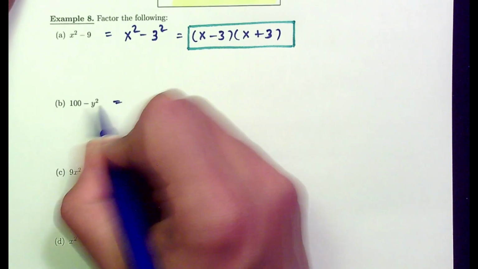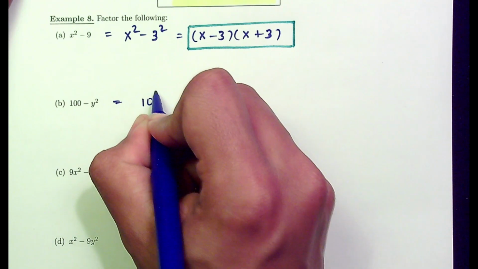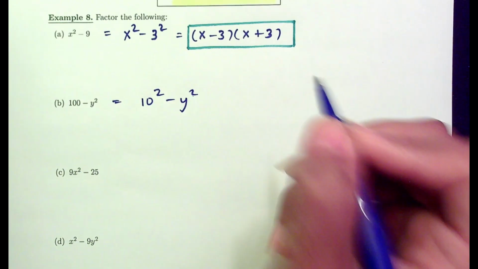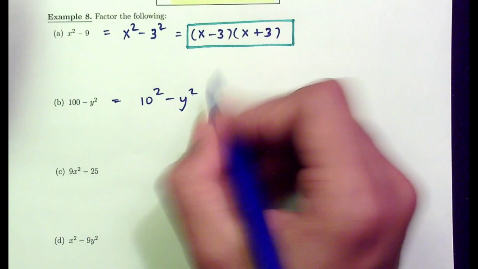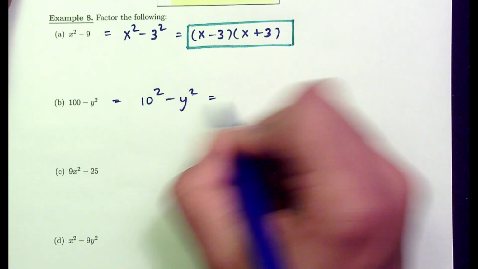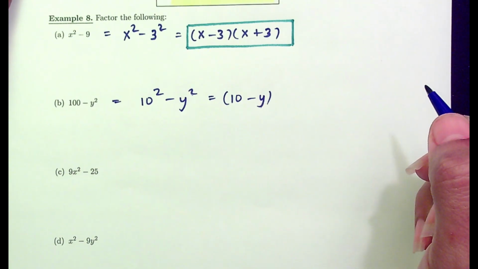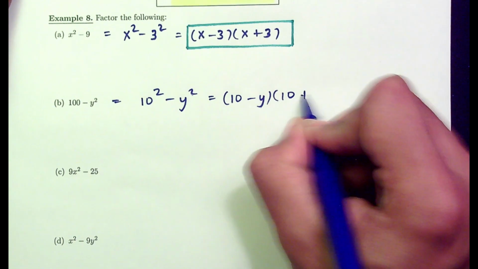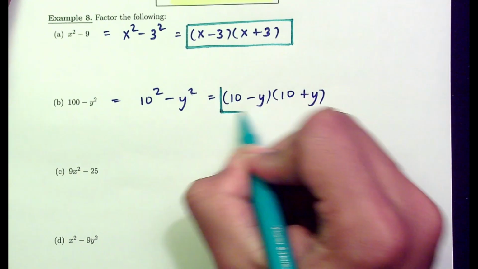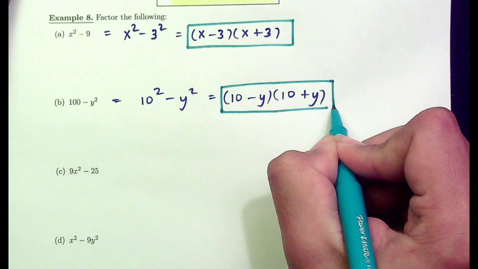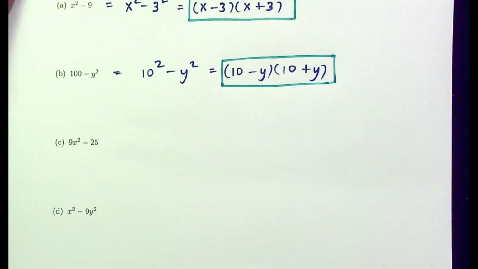And then you have to recognize that 100 is the square of 10. So this is the same thing as 10 squared minus y squared. And then, using the formula, the first term is what you would get if you drop the 2's, so 10 minus y. And then the next term is exactly the same with the sign in the middle changed. Okay, that's that. So it is actually pretty simple.